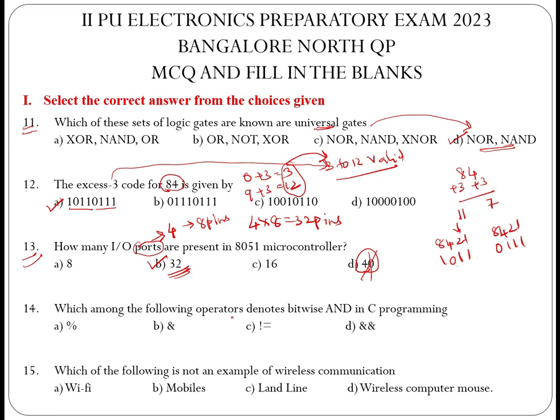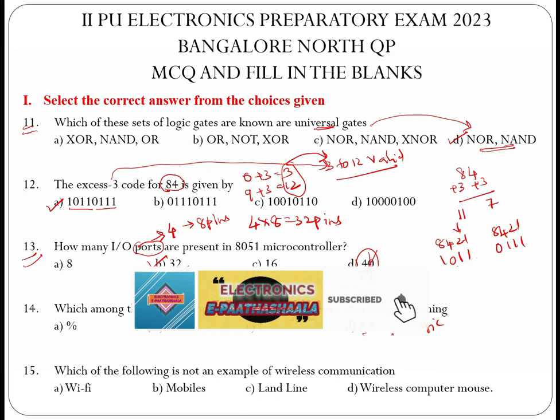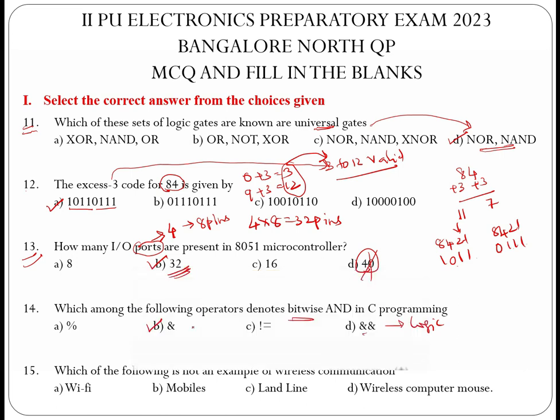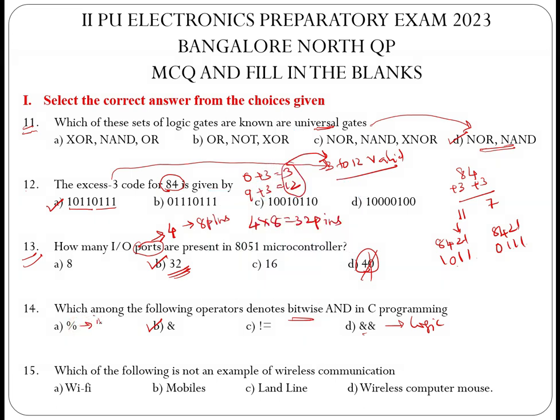Which among the following operators denotes bitwise AND in C program? Anything bitwise is a single number. So this is bitwise. Logic 1, this is used for logic and operation. That is, AND gate like this. So bitwise is this. This is called as integer division or modulo division, whereas this is called as not equal to.